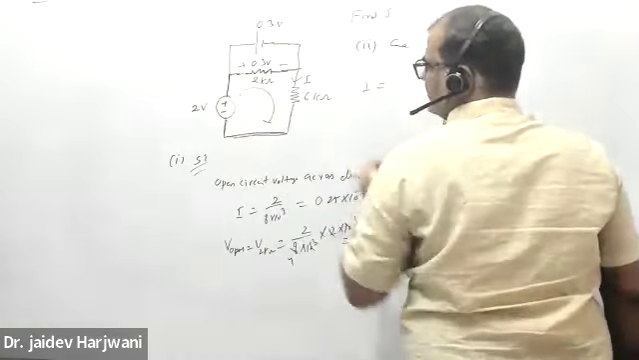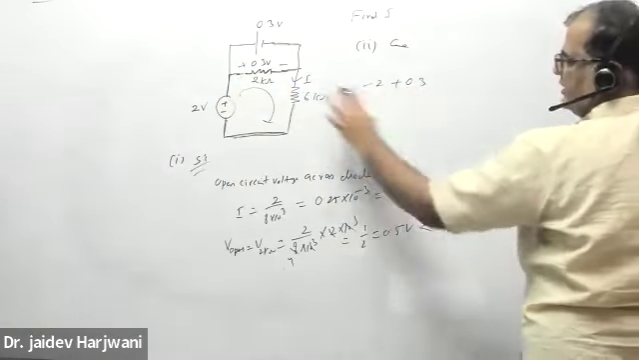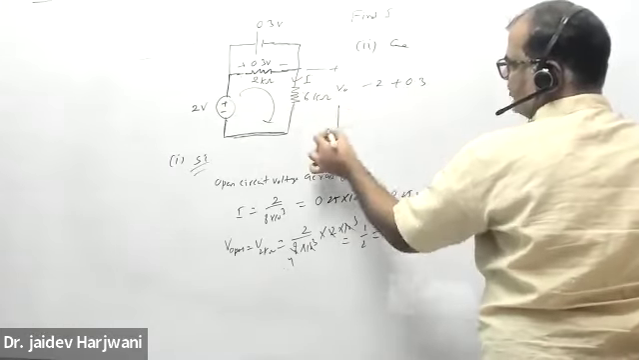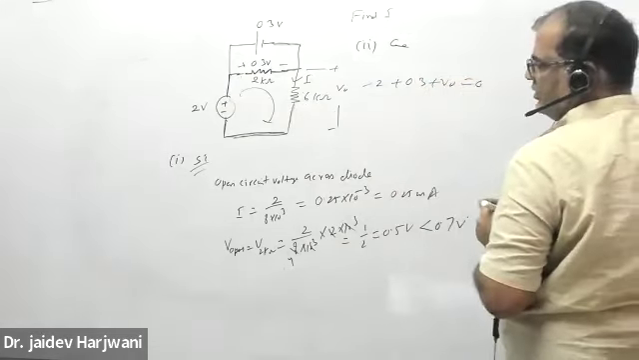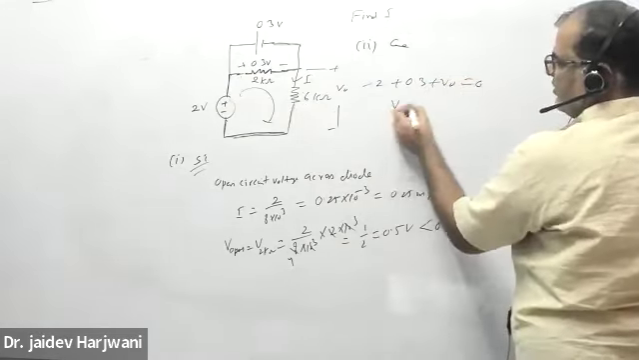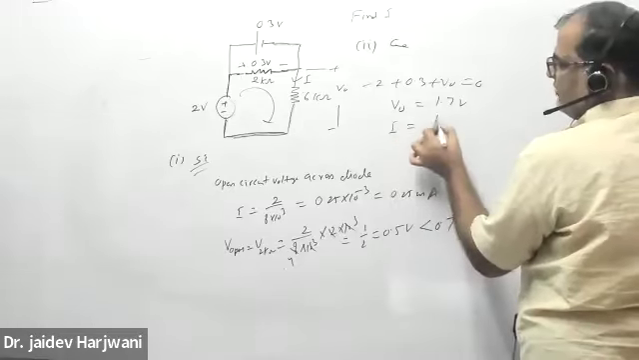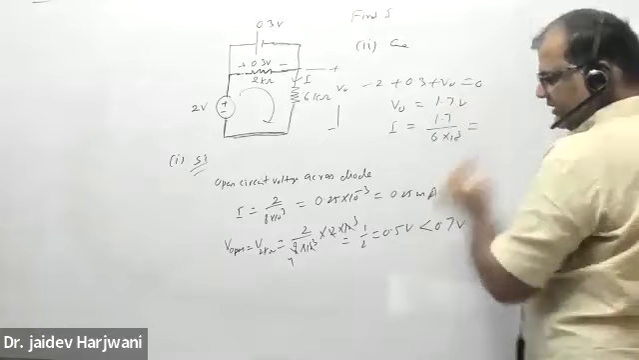Now apply KVL here. So minus 2 plus 0.3 and plus here. If I say this here is V naught, suppose here say V naught. So V naught equals to 0. Okay. So V naught will be what? 1.7 volt, and I will be what? I will be 1.7 divided by 6 kilo ohm. How much is coming? Tell me.